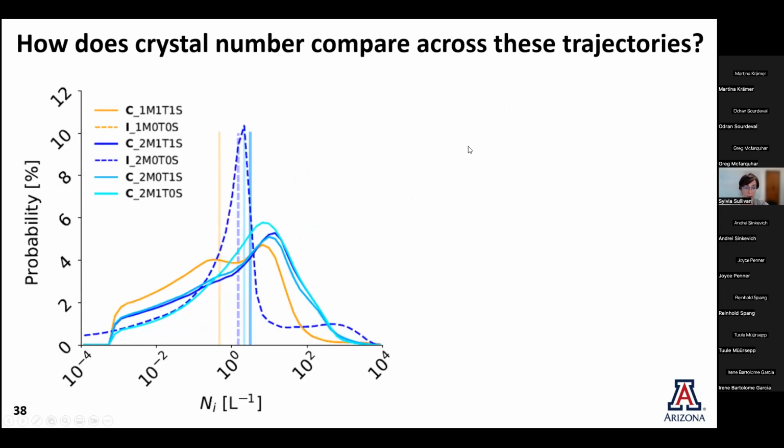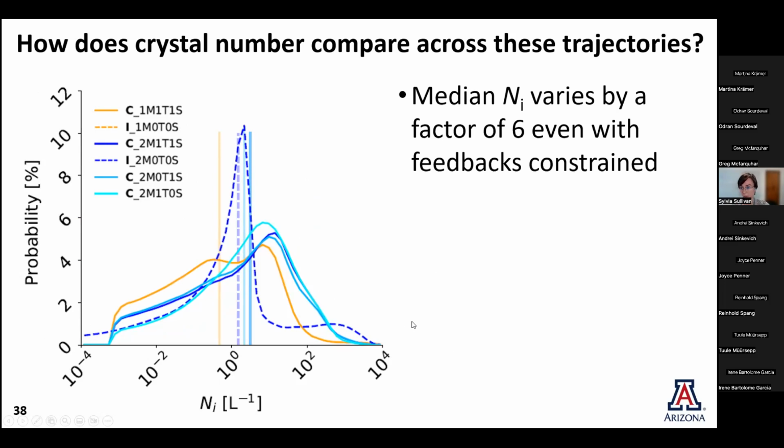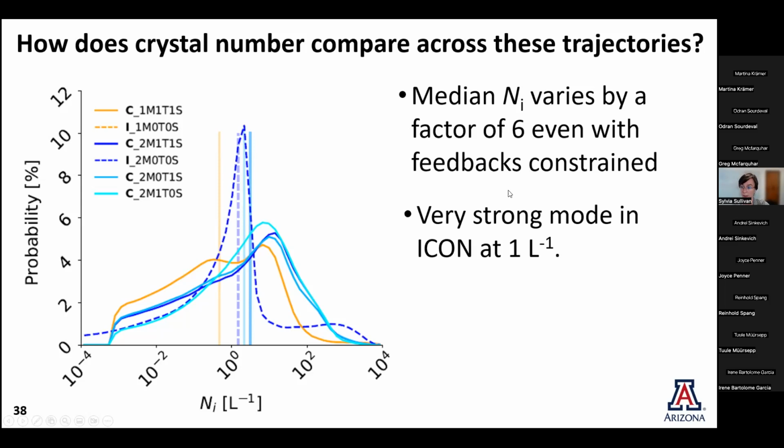I also show probability distributions of the ice crystal number across the different trajectories. And again, with the feedbacks constrained, that median ice crystal number can vary by a factor of 6.